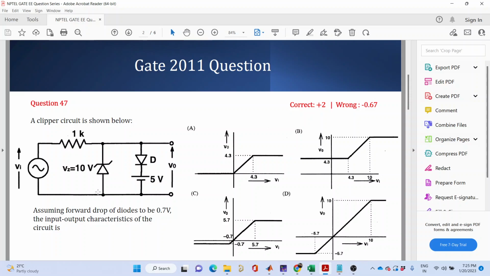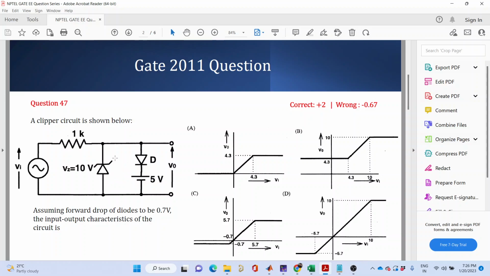See, for zener to maintain this 10 volt, if you go through a zener datasheet or if you have gone through a few problems which appeared in GATE also, there you would have seen that a minimum amount of current, which we say IZ min, is required to flow through this zener diode to maintain this 10 volt. That means at that current, zener breakdown occurs. The zener breakdown phenomenon occurs when that IZ minimum amount of current is flowing through this zener.